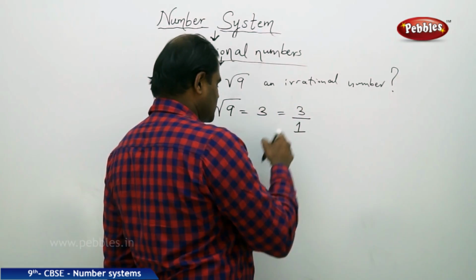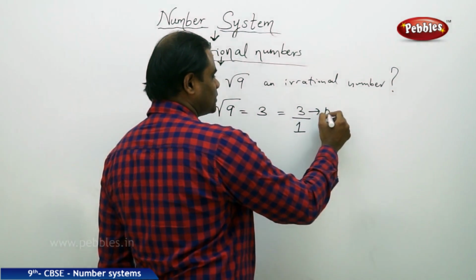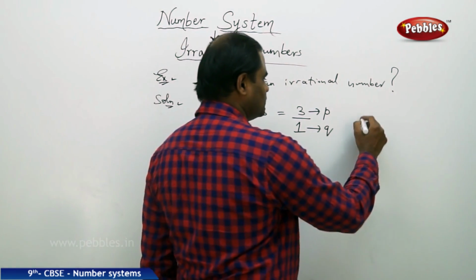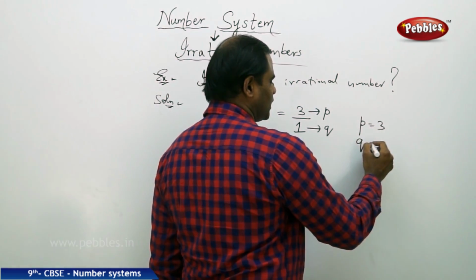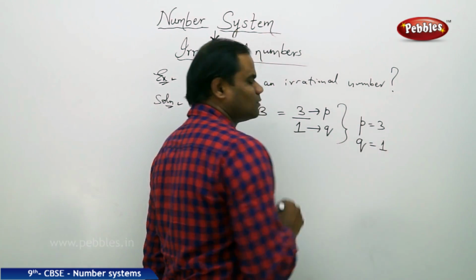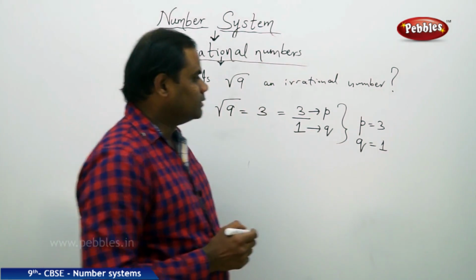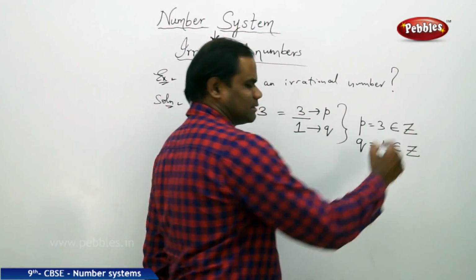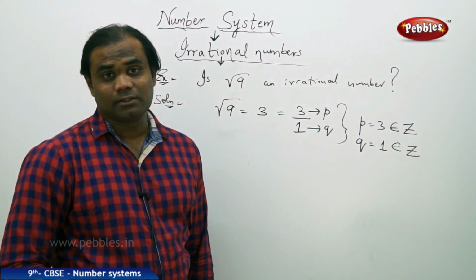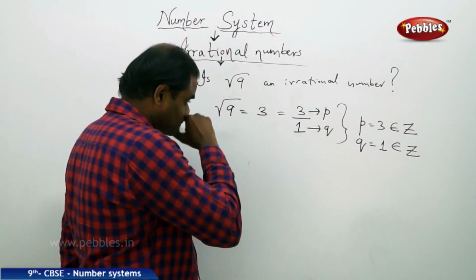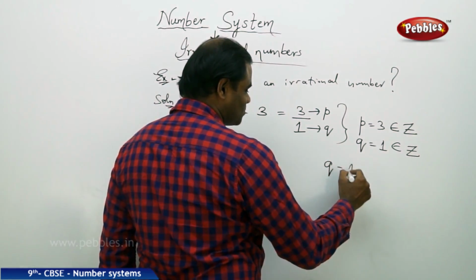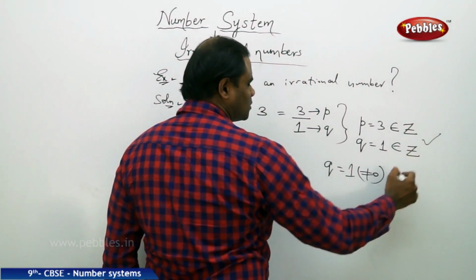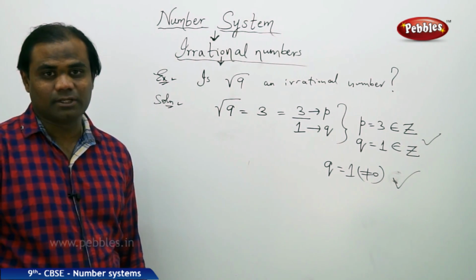So this can be expressed as 3 over 1, where my numerator is p and my denominator is q. Therefore, I have my p which is 3 and I have my q which is 1. And clearly these two pass test number 1, as p and q belong to Z. And test number 2, because q equal to 1 can never be equal to 0, therefore this passes both the tests of the rational number.